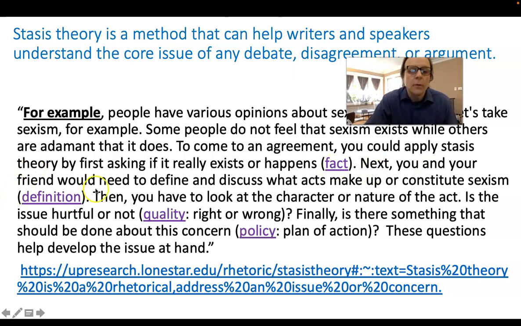Next, you and your friend would need to define and discuss what acts make up or constitute sexism. So if we went through a list, like in class recently, I was talking with students, some people said the way that we use language can be sexist. Like, let's say, for example, my daughters accuse me of mansplaining, and I do that with students sometimes, right? And do I do that more with female students than I do with male students, or do I do it equally if I'm over-explaining things, because that could be perceived as sexism. That's a very simple thing, but communication, right?